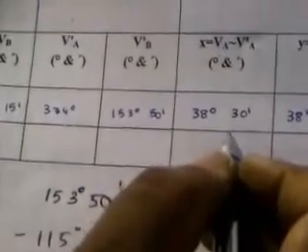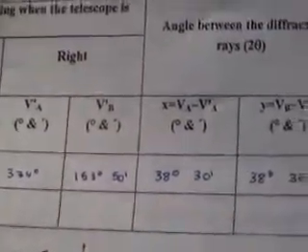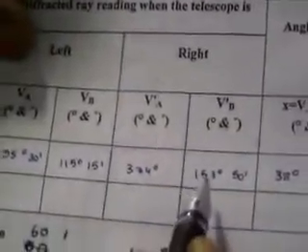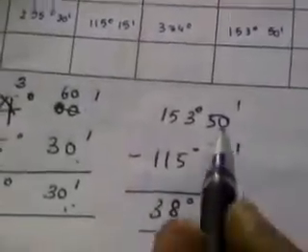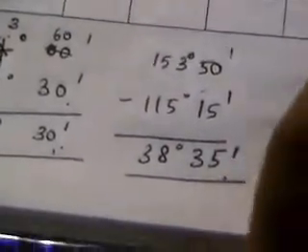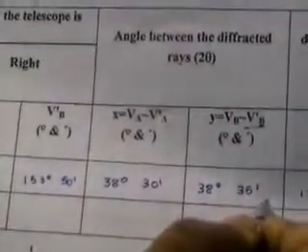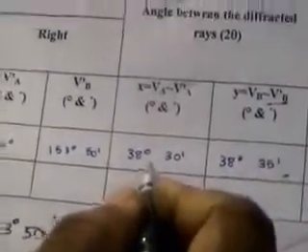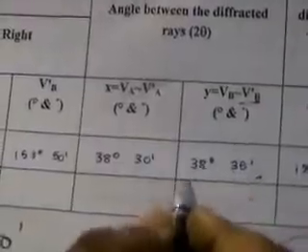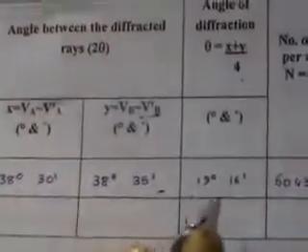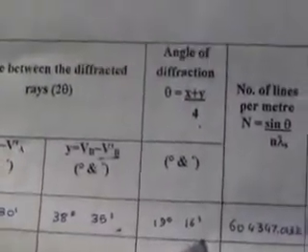Don't use the calculator for doing this. Do it manually. Similarly, the difference between VB and VB prime is 153 minus 115. So we have 38 degrees 35 minutes, which is what is written here. What we need is not 2 theta but theta, the angle of diffraction. So that is going to be this divided by 2 plus this divided by 2, again divided by 2. Instead we can simply do x plus y divided by 4, and that is what is given as 19 degrees 16 minutes.